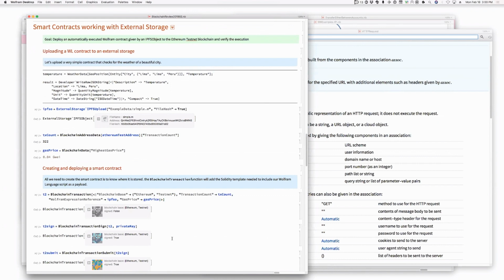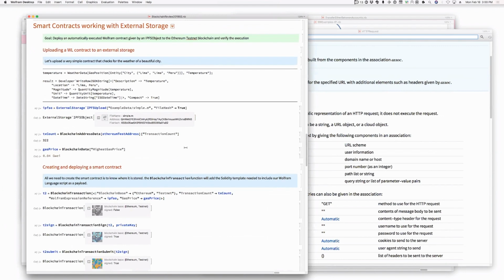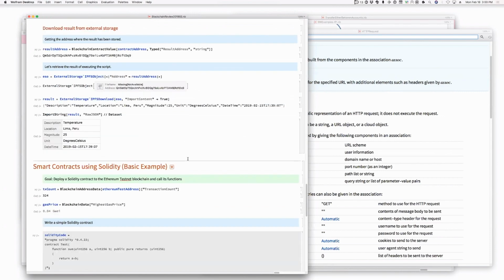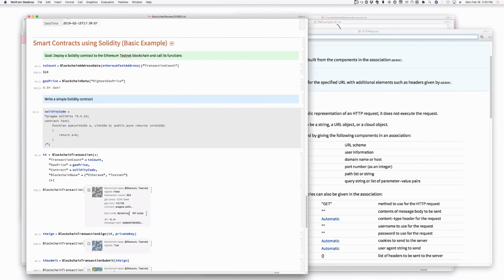Is that correct? No, it does count the number of bytes. Really? Yeah, so you pay more depending on the size of the smart contract. Through the gas price? Through the gas price. Yes. Okay. All right, well, let's take a quick look here. Smart contracts using Solidity. I just sent you the EVM interpreter.